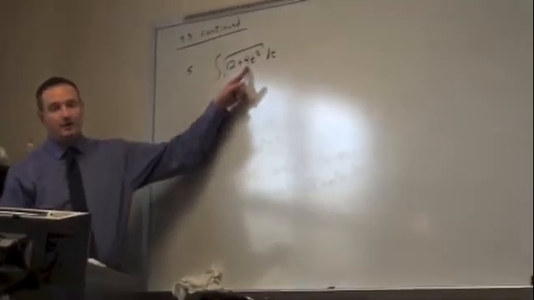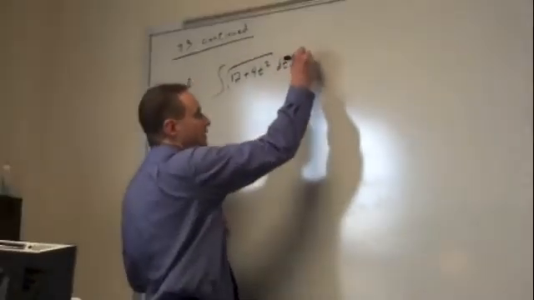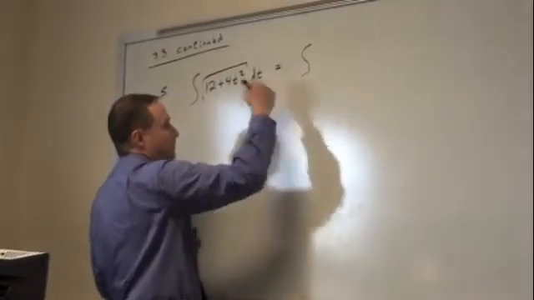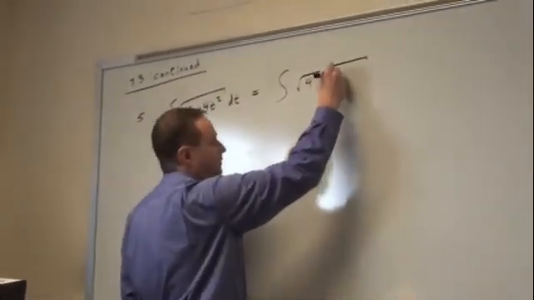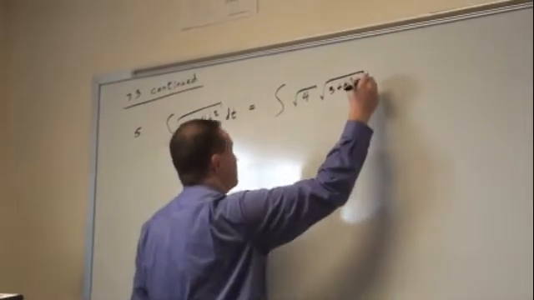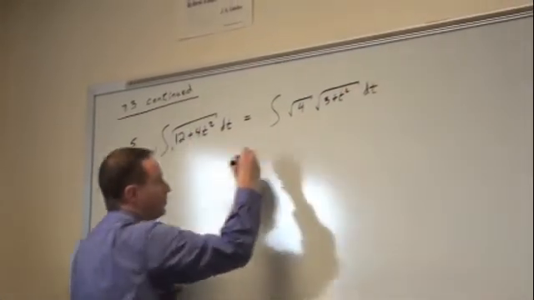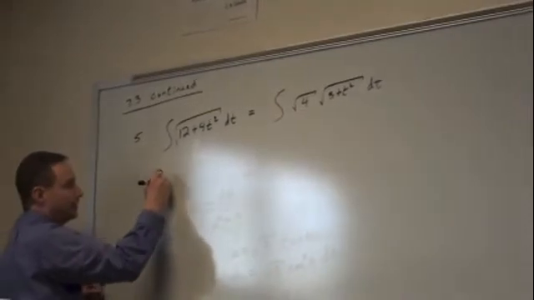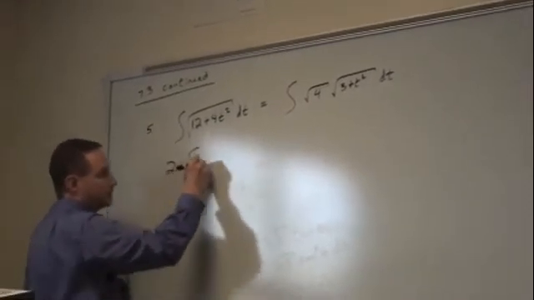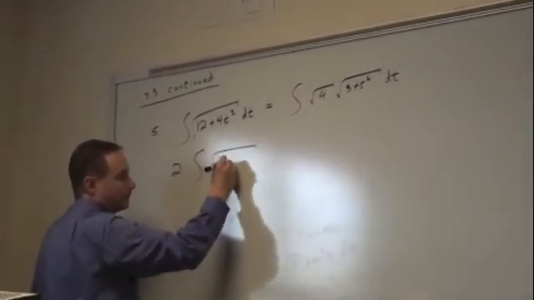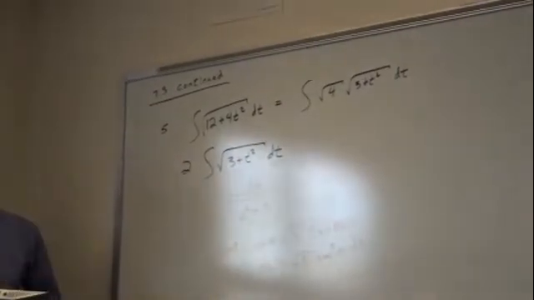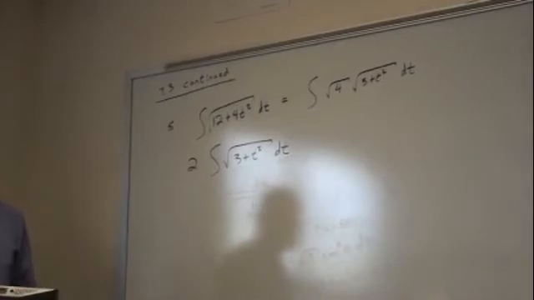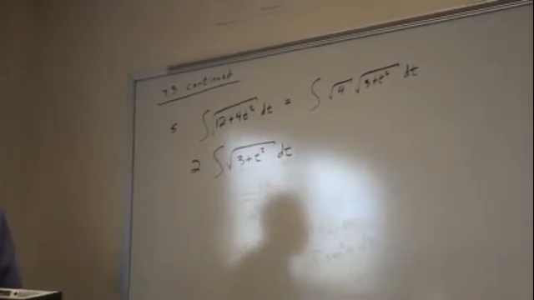It needs to be factored out. So this is equal to the integral of the square root of 4 times the square root of 3 plus t squared dt. And you say, well, why not just pull that out as a 2? Indeed I will. At this point, hopefully you see we're ready to do our trig substitution.